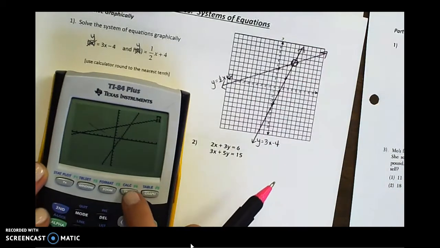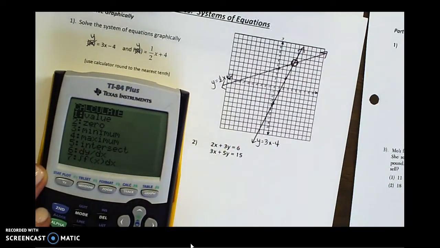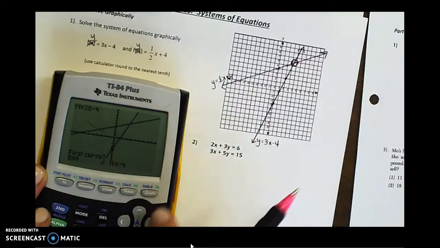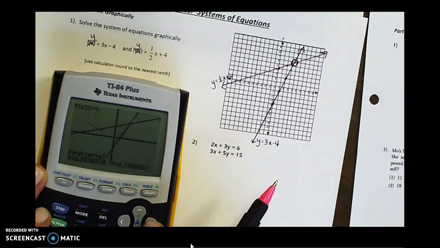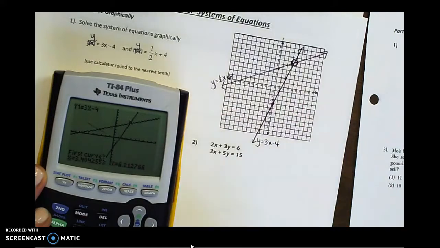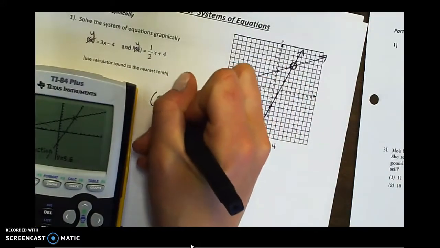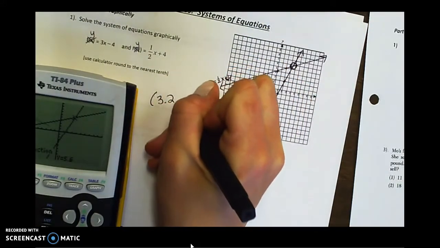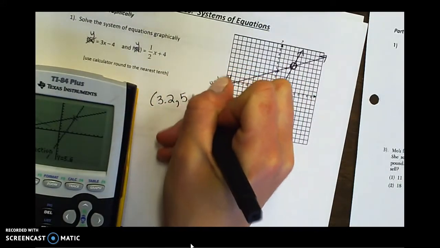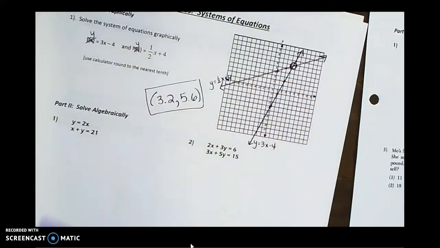So now we're going to go second, trace, and we're going to go down here to choice 5, which is intersect. Now we have a blinking dot. We're going to put that right at the intersection point. Now we have little questions they're going to ask us. We're just going to hit enter until it says the word intersection. So this is going to be our solution. So our solution is going to be 3.2, comma, 5.6. And we've just solved graphically.